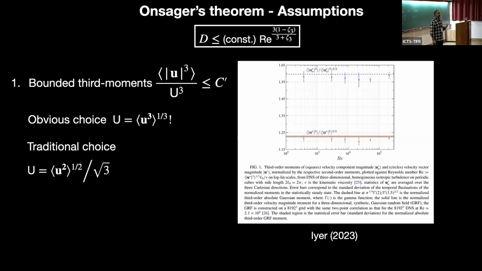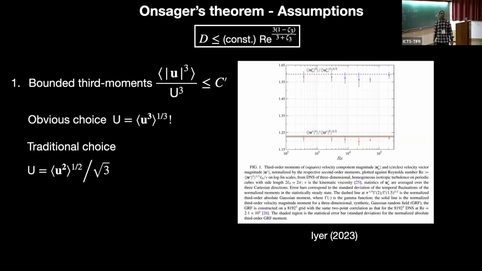People typically take the RMS velocity fluctuation as the velocity scale. So in order to see if this traditional choice stands up to scrutiny for the DNS data at hand, I have plotted here, as a function of Reynolds numbers, this ratio between this mod U cube and this mod U square raised to the power 3/2. And I'm showing this here, these red symbols here.